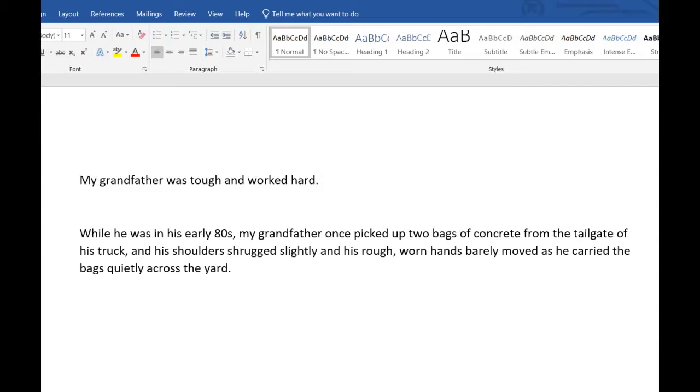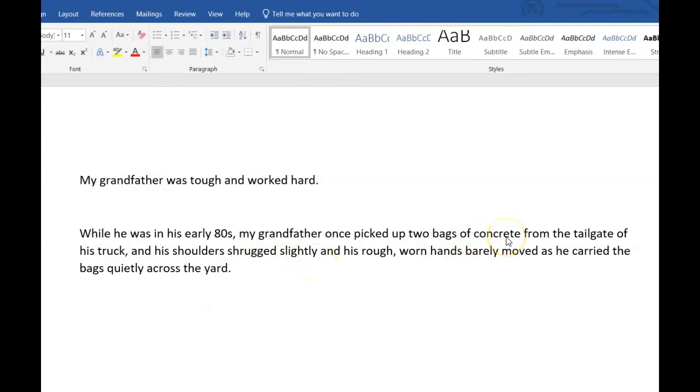So those are details that you can see down here in the second sentence. While he was in his early 80s, my grandfather once picked up 2 bags of concrete from the tailgate of his truck. His shoulders shrugged slightly, and his rough, worn hands barely moved as he carried the bags quietly across the yard. There's a lot going on in there. It's obviously quite a bit more text than the first sentence, but there's a lot more detail in there.